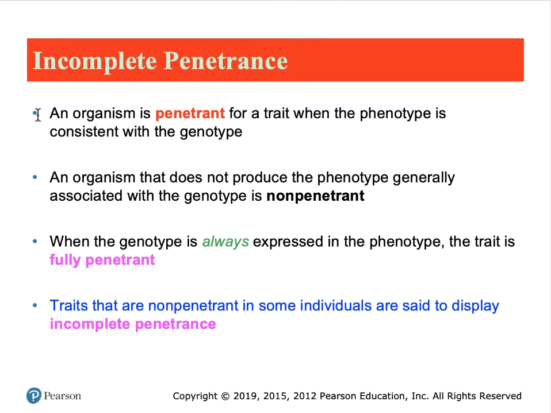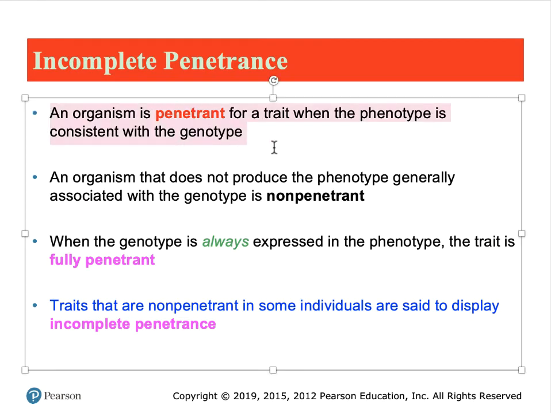Let's look next at incomplete penetrance. As we mentioned earlier, an organism that has a direct correlation between a genotype and a phenotype every time is called a penetrant trait. However, if an organism does not always produce the exact same phenotype, generally from the associated genotype, then in genetics we call that non-penetrant.